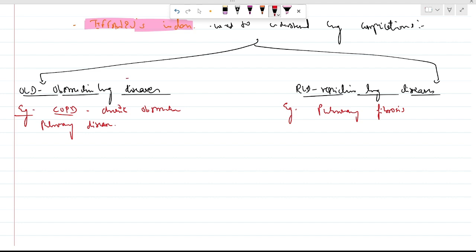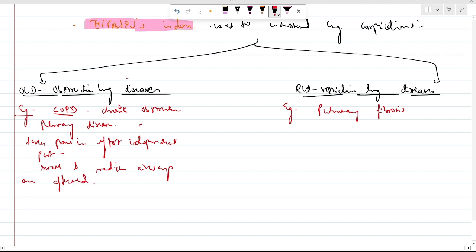And remember, COPD takes place in the effort independent part. What is the effort independent part? Small and medium airways. Small and medium airways are affected in COPD, the effort independent part.